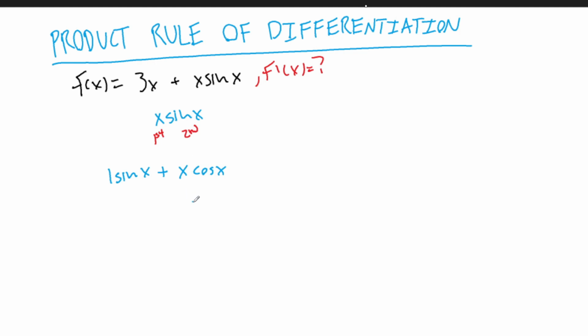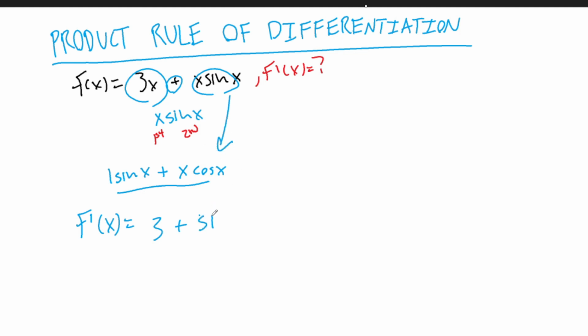So now that we've found this, we see that we can't simplify this any further. But remember, this isn't our final answer because we still have this 3x. So now, let's finish it all up, and let's do f prime of x equals the derivative of this, so that's just 3, and then plus, right, plus the derivative of this, which is right here, so plus sine x plus x cosine x. So this is our final answer.